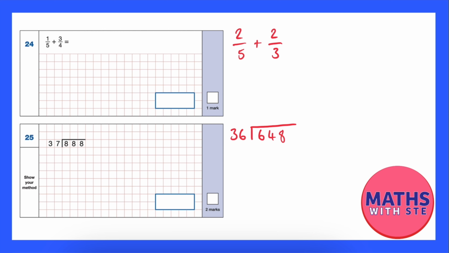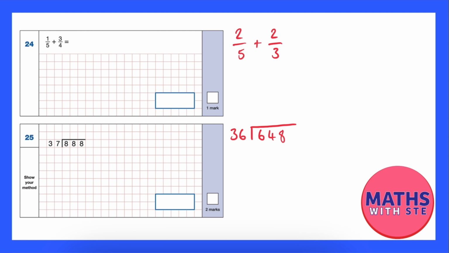Right, okay, question 24. 1/5 plus 3/4. Now, when you're adding or subtracting fractions, you have to get a common denominator. And the way to do that, sometimes they just go into each other and it's lovely, but sometimes they don't. And in this case, they don't.